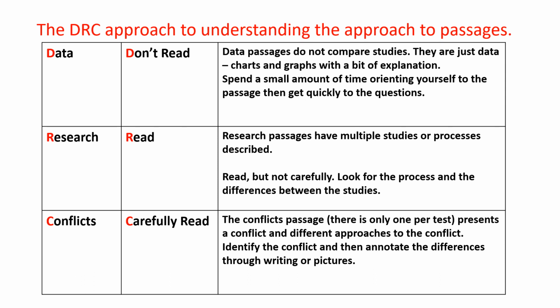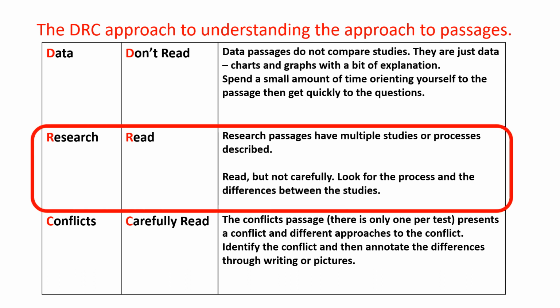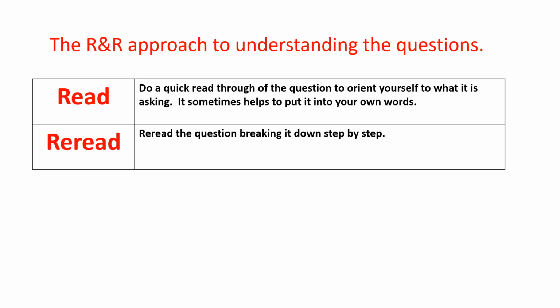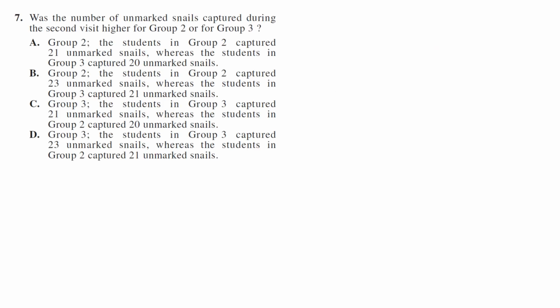For our research and our DRC approach, that means read, not carefully, but look for the processes or differences in studies. There's only one study here, so you're really looking at the process. R&R approach: read, then reread the question, breaking it down step by step. We're going to do the reread together. First question is number 7.